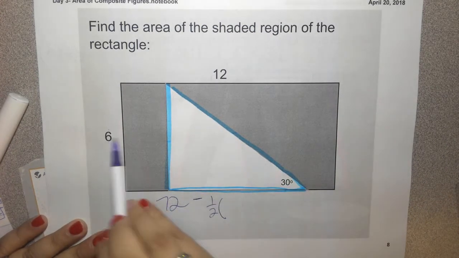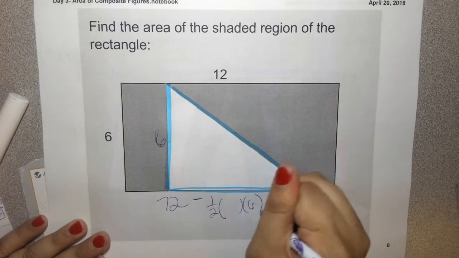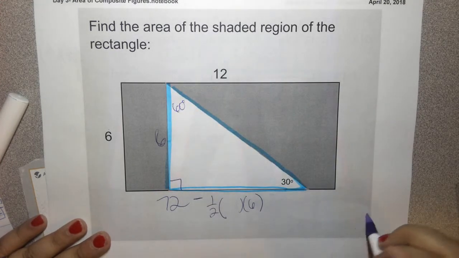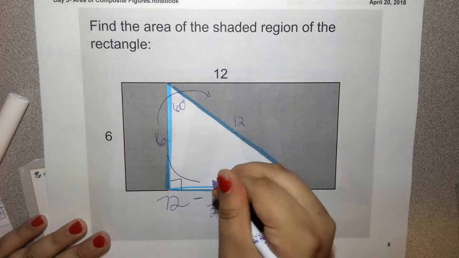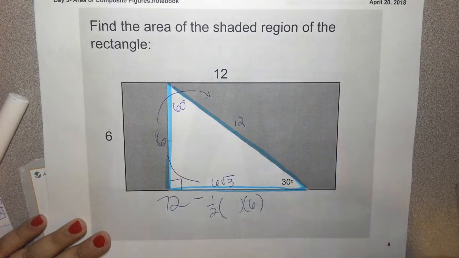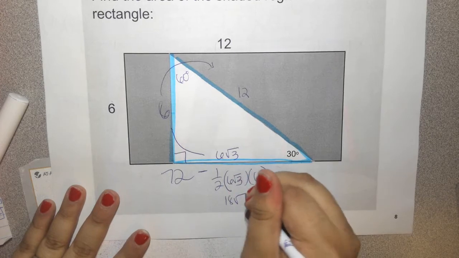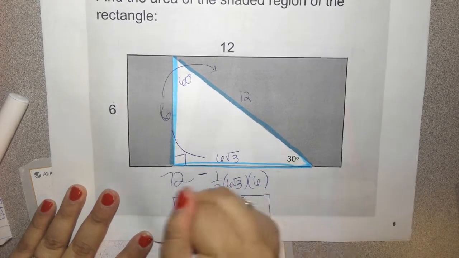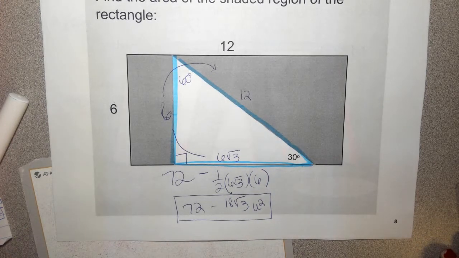What's my base? Well, if I know this is 6, then I know the height of the triangle is 6. It's a 30-60-90, so going across from the 30, it's 6; across from the 60, I get 6 square roots of 3; across from the 90, I get 12. So that's my base. 1/2 times 6 times 6 square roots of 3 is 18 square roots of 3, and I'm going to leave it like that because I want an exact answer.